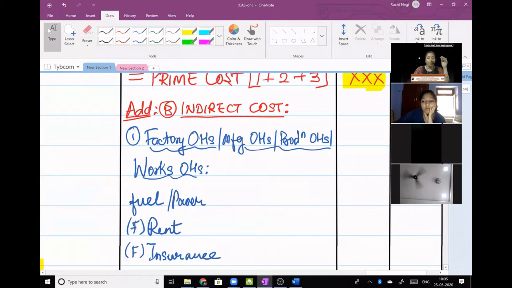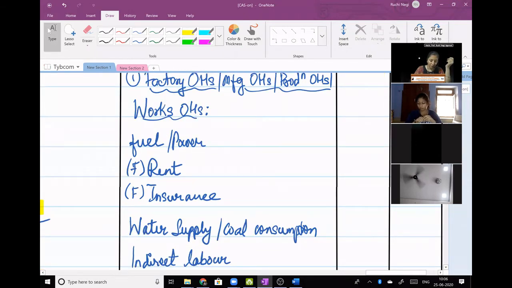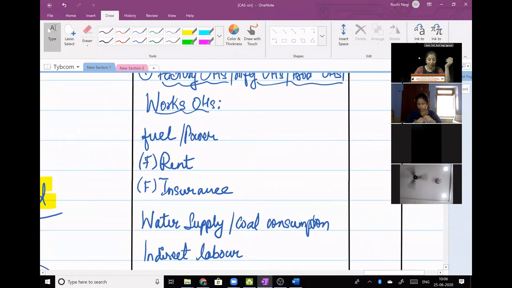Connected with your financial accounting subject, it is nothing but the manufacturing account debit side. Factory overheads denotes manufacturing account debit side items. If you're considering any credit side item, obviously you will subtract that. So this is all factory related expenses.